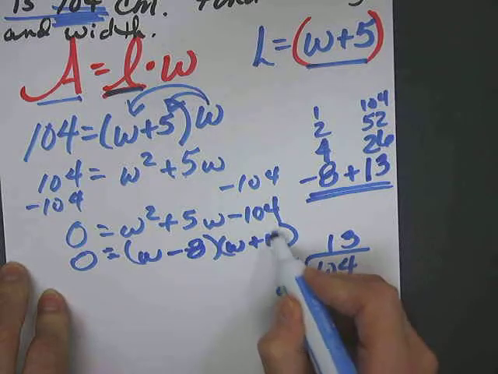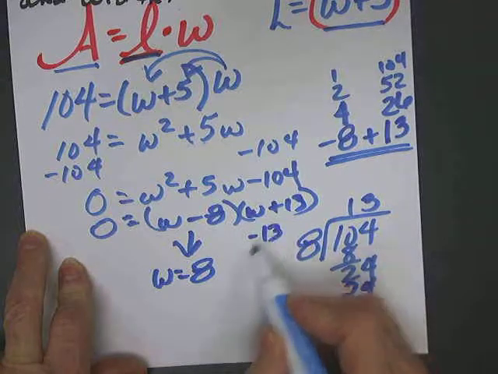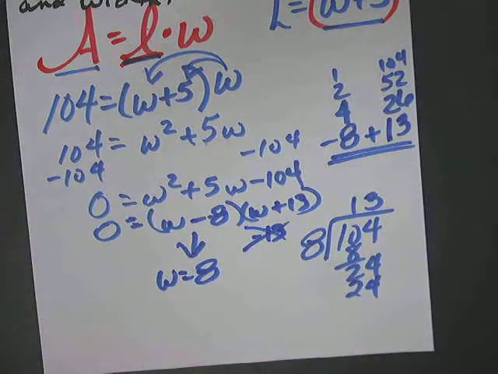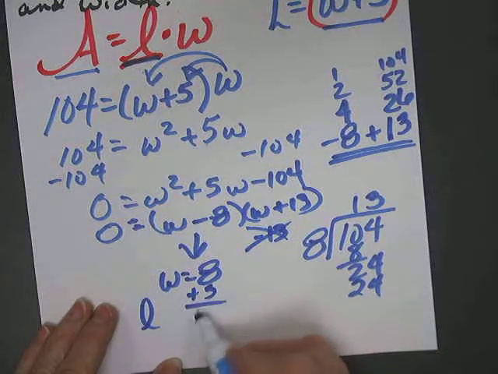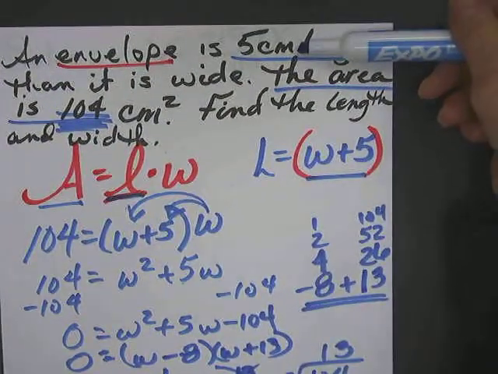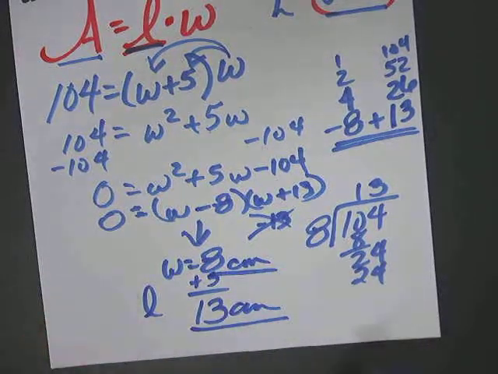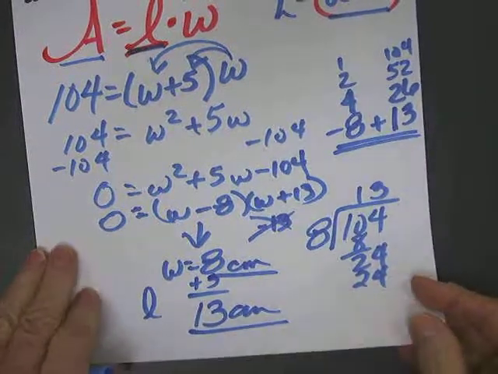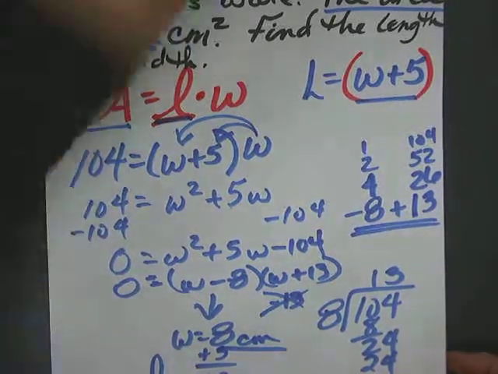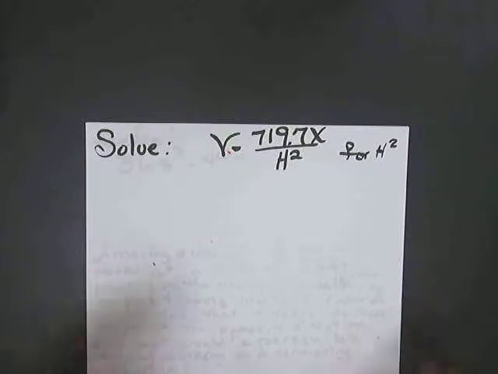To get a positive 5, you need positive, negative, right? Minus 8 plus 13. This gives us a width of 8. This gives us a width of negative 13. Can't have a negative width. And the length, you're going to add 5, which is your 13. What is our units on this? Yeah, these are centimeters, so these are centimeters. I don't know that it'll make you do that, but it'll probably already have centimeters written for you. Okay? There's that problem.